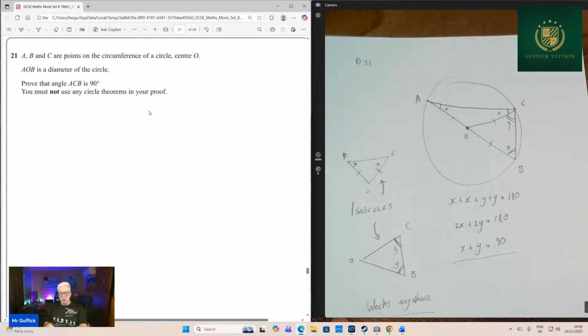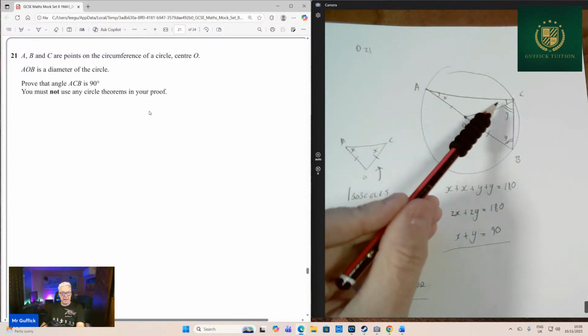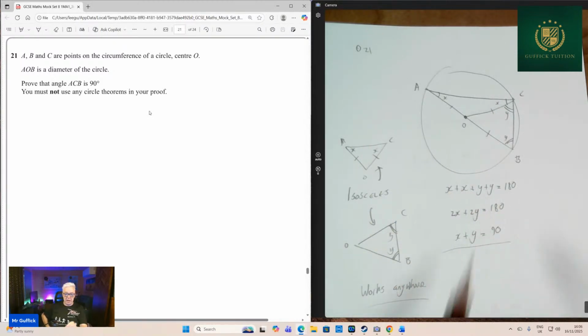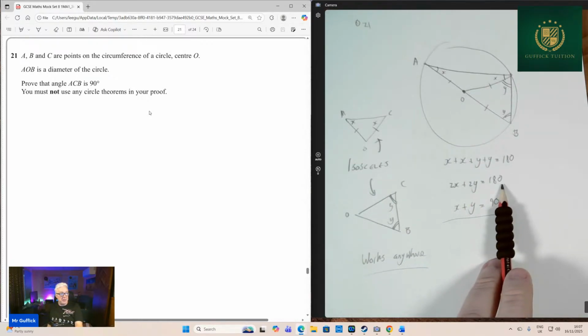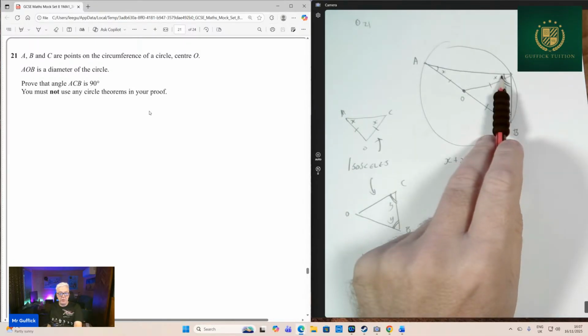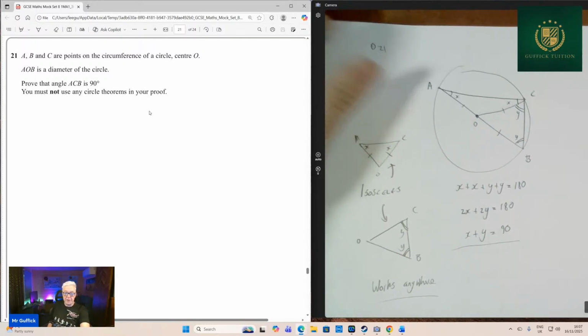So therefore, what we can say is that X add Y add Y has to equal 180 degrees, okay? So in other words, that means that 2x add 2y is 180 degrees. Or in other words, x add y, which is this angle here, has to equal 90, okay? And that is our proof. And we haven't used any circle theorems in that proof. All we've used is the properties of an isosceles triangle.